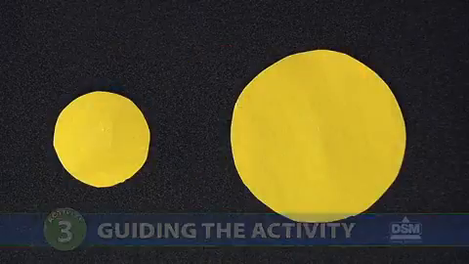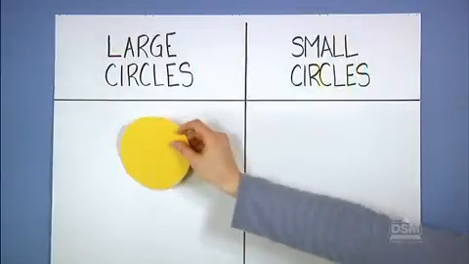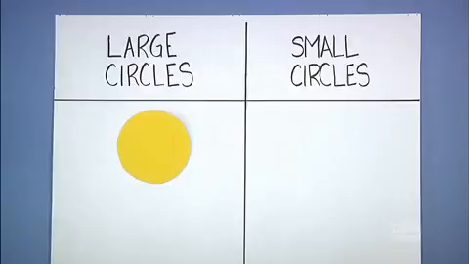To begin the activity, select a small and a large yellow circle from Group 1 and hold them up for the class to see. Ask the students, how are these circles alike? How are they different? Students should remark that the circles are the same shape, round, and color, yellow, but that one circle is larger than the other. Place the large circle under the large circles column and the small circle under the small circles column.